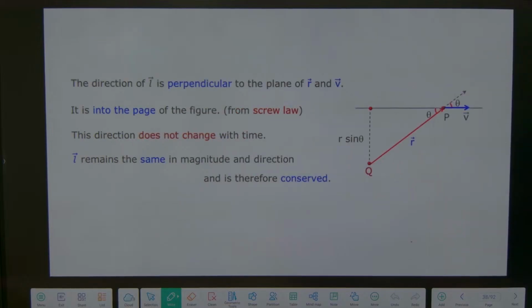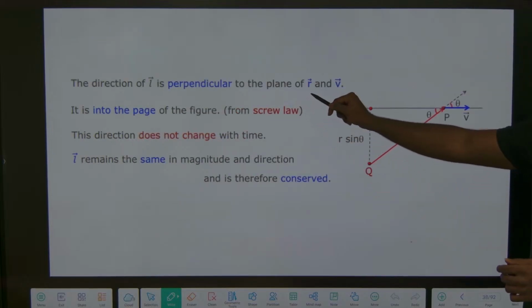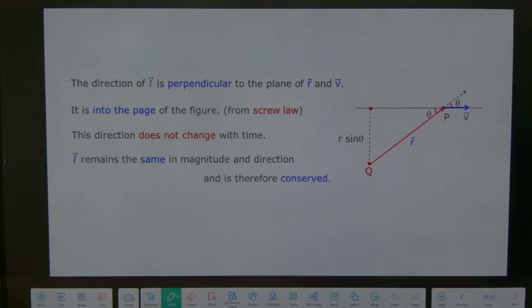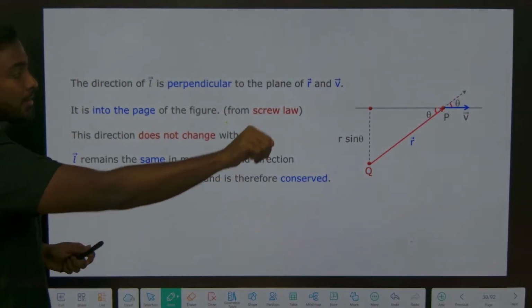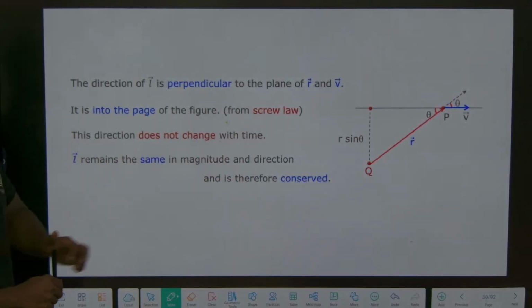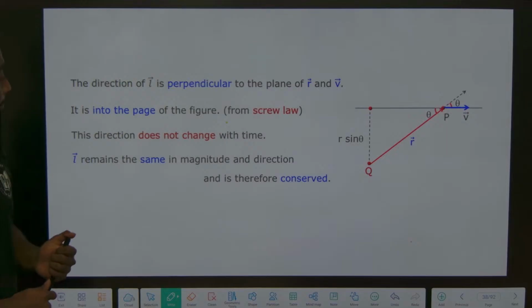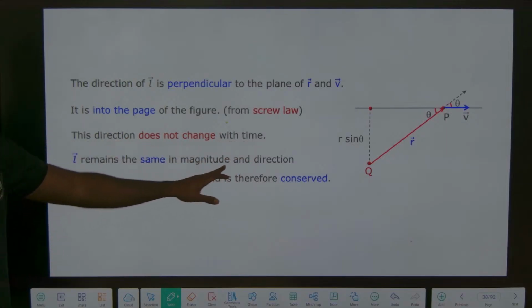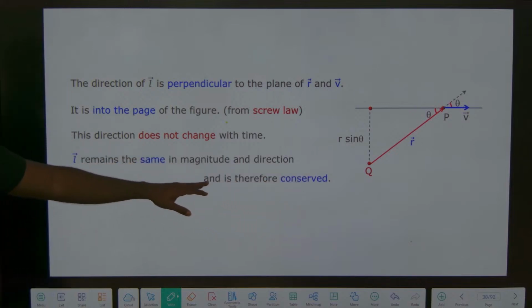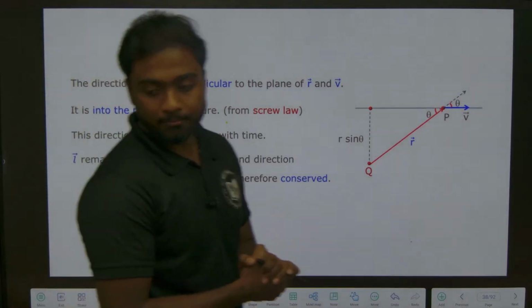See, the direction of L is perpendicular to the plane of r and v. So it is into the page of the figure, going inside the figure, from the right hand rule. So this direction does not change with time. So L remains the same in magnitude and direction, and therefore it is conserved.